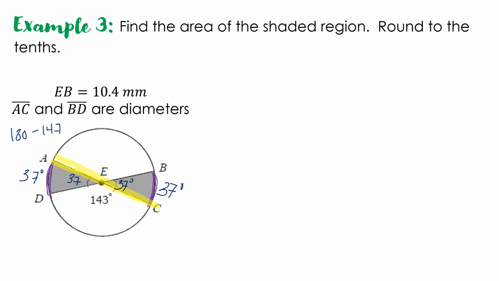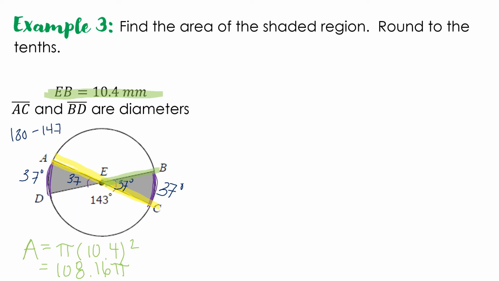We are also told that EB is 10.4. Make sure that you look carefully at EB. EB is a radius, so they are telling us the radius. Be careful because sometimes they might give you the diameter instead of the radius. So we're going to go ahead and find the area. So area is pi times radius, which is 10.4 squared. 10.4 squared is 108.16, and then we need the pi on there. So the area is going to be 108.16 pi.